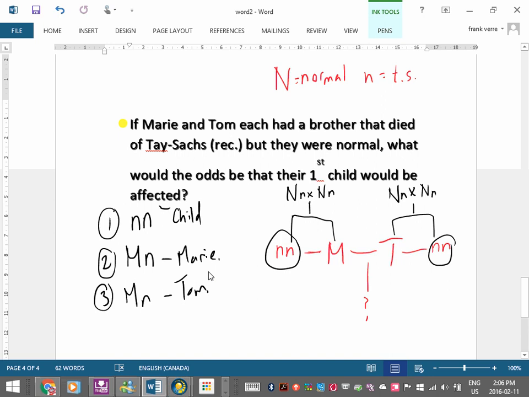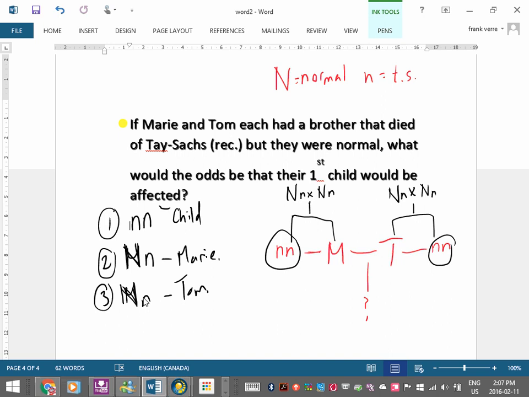If the child has 1 big N, no Tay-Sachs. If Marie is big M, oh, I'm using M here, sorry, it should be an N. If Marie has 2 big N's, normal allele, can the child get it? No. If Tom has 2 capital N's, normal, the child can't get it. So the only way a child can get it in this case is if the child has 2 recessive alleles, the mom is a carrier, and the father is a carrier.